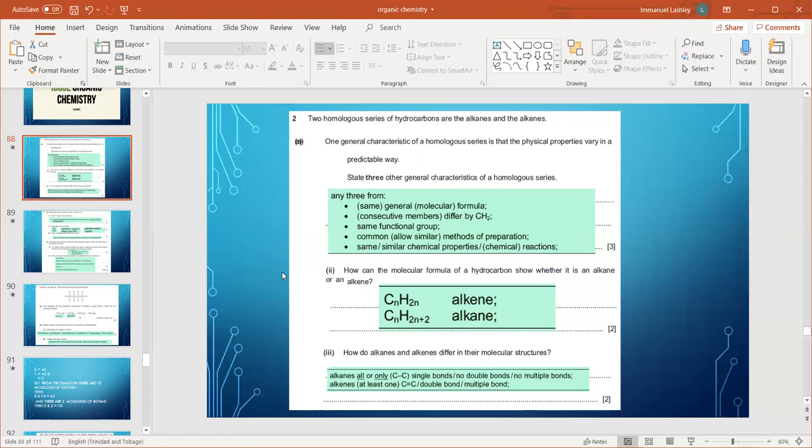Part 3, how do alkanes and alkenes differ in their molecular structure? Well, alkanes only have single bonds. There are no double bonds and no multiple bonds, while alkenes have at least one carbon-carbon double bond.